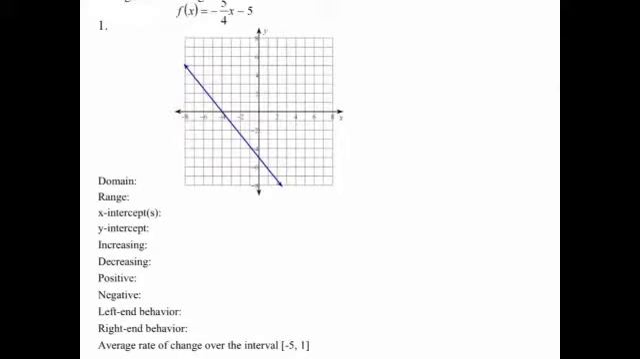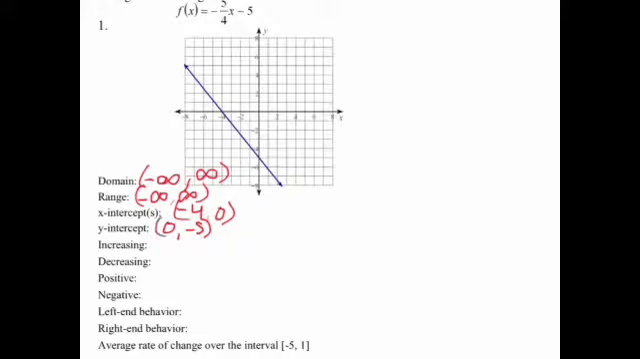It's just a line that's going down. The line goes left forever and right forever, so your domain is going to be from negative infinity to infinity. The line goes down forever and up forever, so that's your range, which is the y values. Your x-intercept is going to be right there, which is the point negative 4, 0. Your y-intercept is right down there, which is the point 0, negative 5.